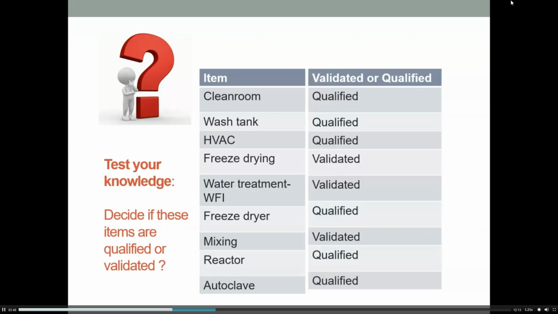So a clean room. A clean room would be qualified. A wash tank would be qualified. The HVAC would be qualified. Freeze drying is a process, so that's going to be validated. Water treatment, water for injection, that is going to be validated also because that is a process. The freeze dryer is a piece of equipment, so that's going to be qualified. Mixing, as opposed to a mixer. So mixing is a process that's going to be validated, but the reactor the mixing happens in would be qualified. And your autoclave, again, would be qualified. So I hope you got those right.